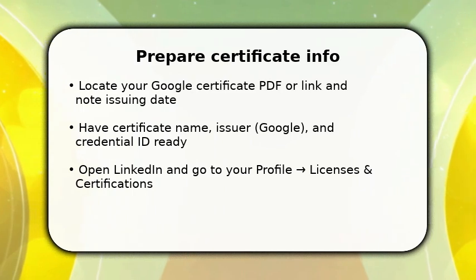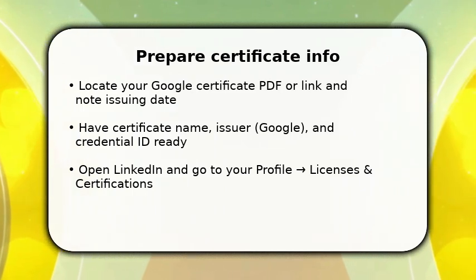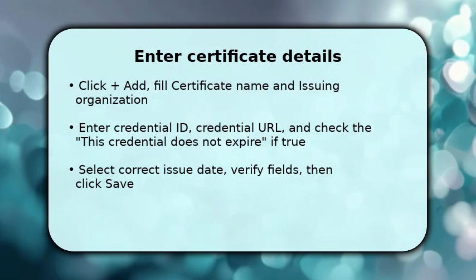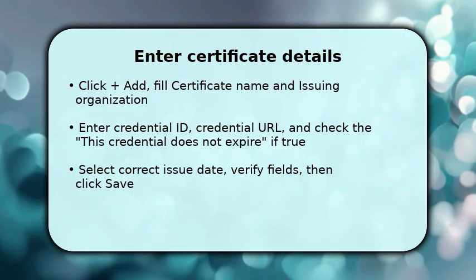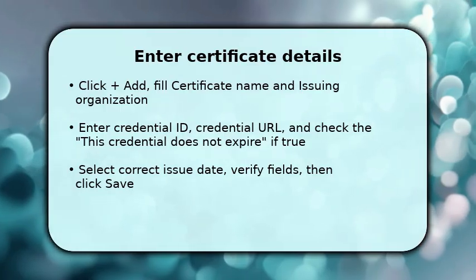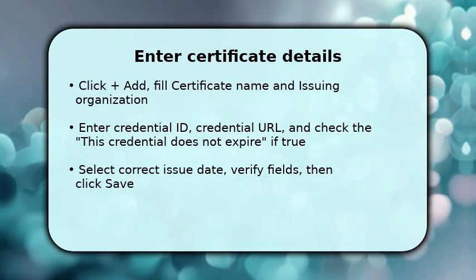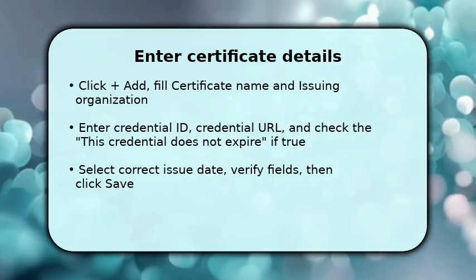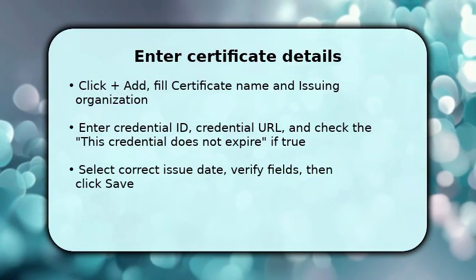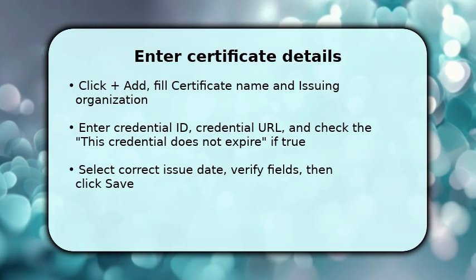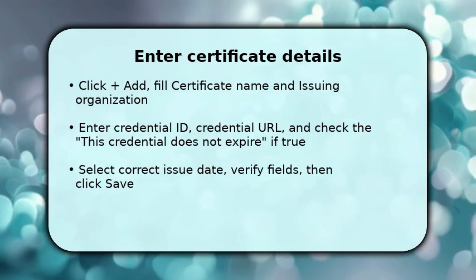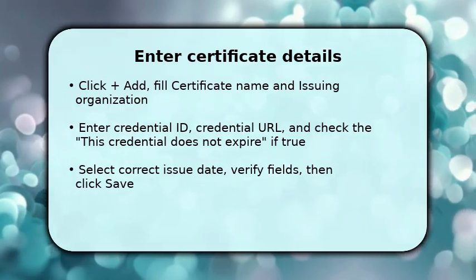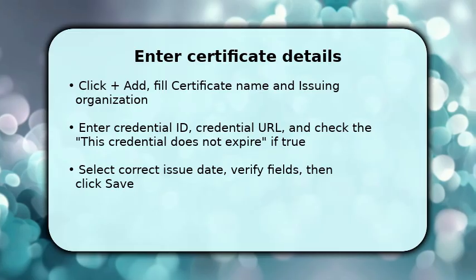Now you'll add the certificate fields precisely. Click Add a License or Certification, paste the exact certificate name, and choose Google as the issuing organization. Next, enter the credential ID and paste the verification URL if available. This lets employers click through. Select the issued month and year. Uncheck expiration only if the cert is perpetual. Double-check spelling and links since small typos break verification.